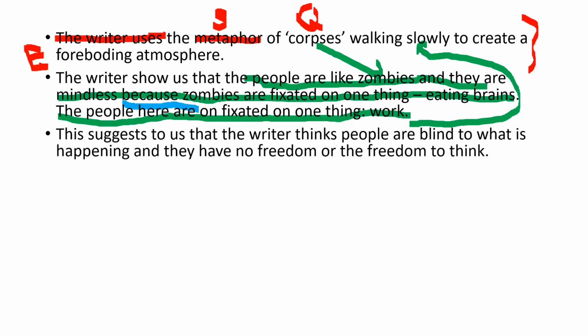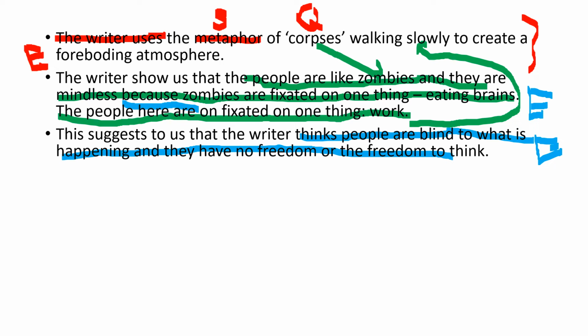So the next thing, this suggests that the writer thinks people are blind to what is happening and they have no freedom to think. Now, look at that. This is now me explaining what the writer's opinion is. So I've explained the writer's choice of words. So this is what this means. And this is talking about the writer's opinion. So you can see my explanation, I'm explaining, and I'm explaining here.